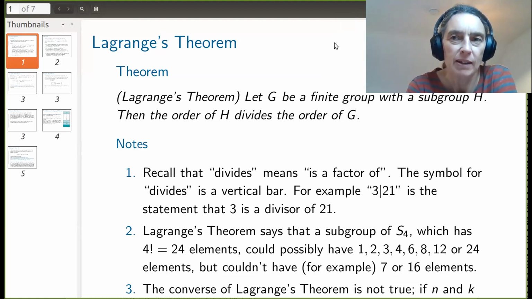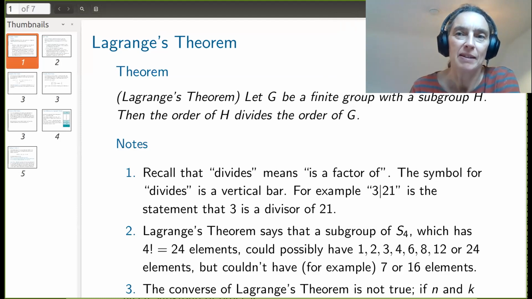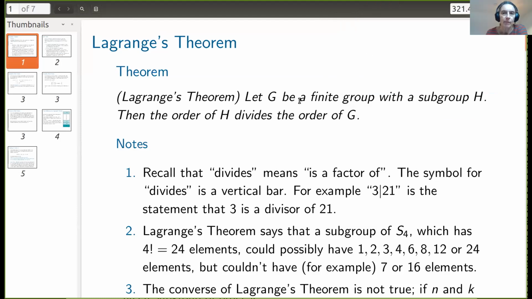So our goal this week is to talk about Lagrange's theorem, which is really one of the most important theorems in finite group theory. What it says is that if you have a subgroup of a finite group, then the order of the subgroup must be a divisor of the order of the group itself.